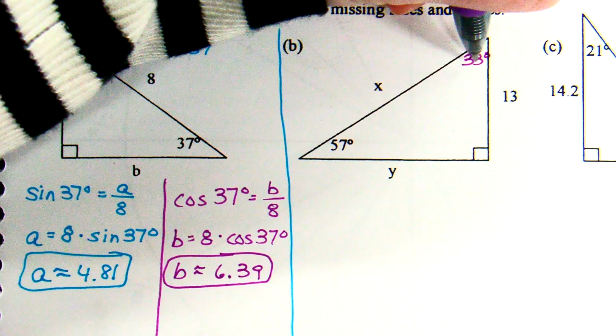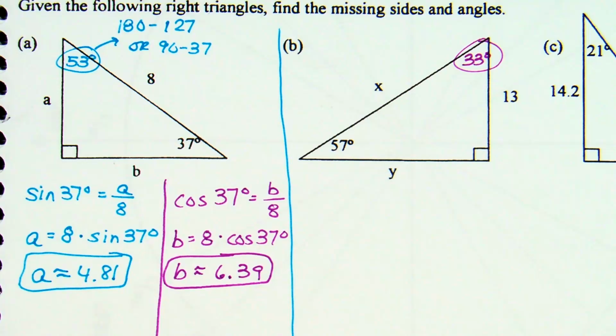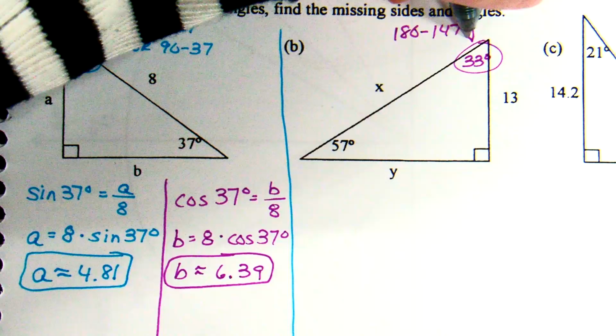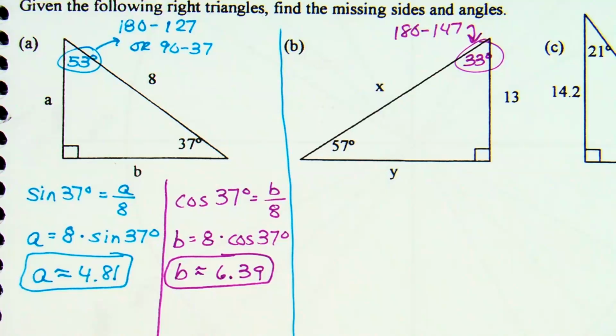You could either do 90 plus 57, which is 147. So 180 minus 147. Or 90 minus 57 makes sense too. Okay. He took the easy angle. Got out of the way. I don't care if we find x or y first. It is a 33.